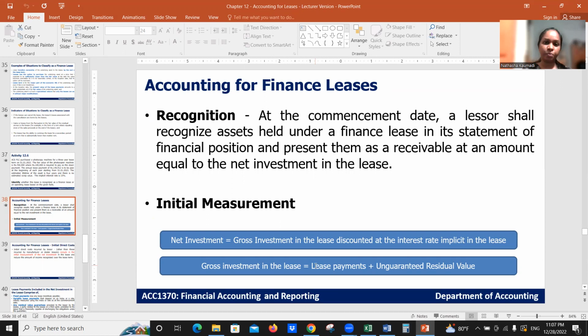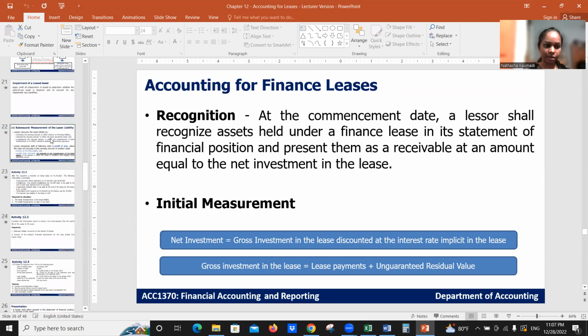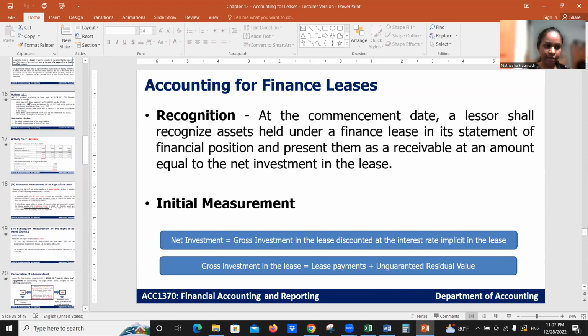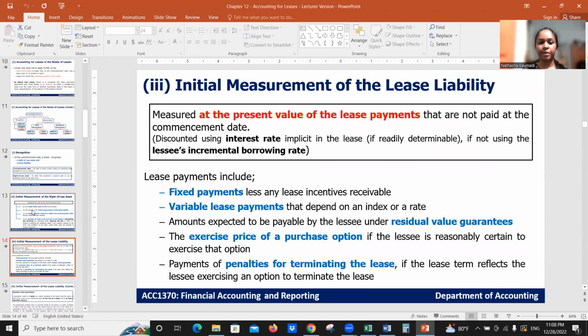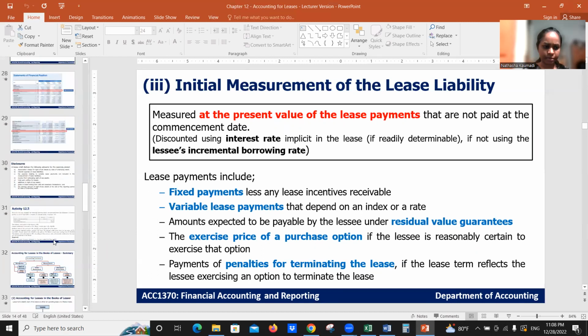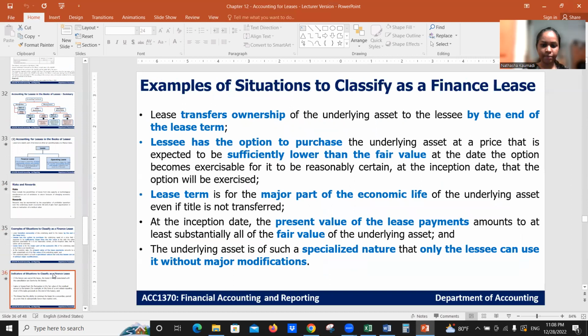Then මෙතන lease payments you already know. What do you mean by lease payments? So coming under lessee, we discussed what are the things we include under lease payments. Same thing. Fixed payments, variable payments, guaranteed residual value, exercise price of a purchase option, penalties for terminating the lease. These are the lease payments. Okay. So this lease payment directly goes to gross investment. Hope you are clear now. Plus, what is the additional part?